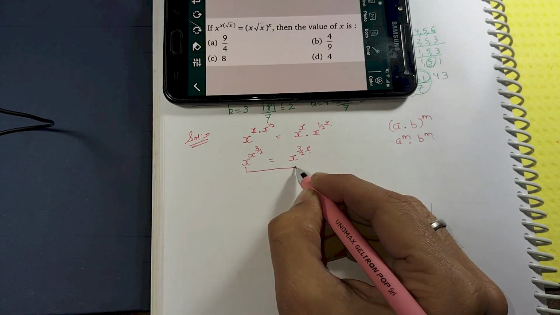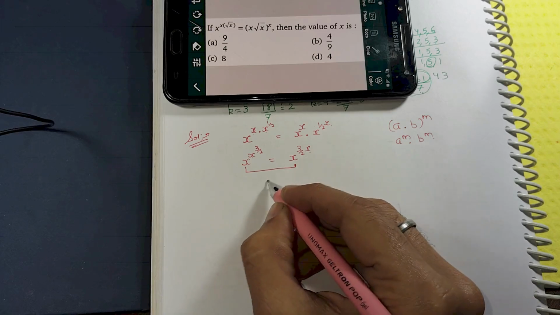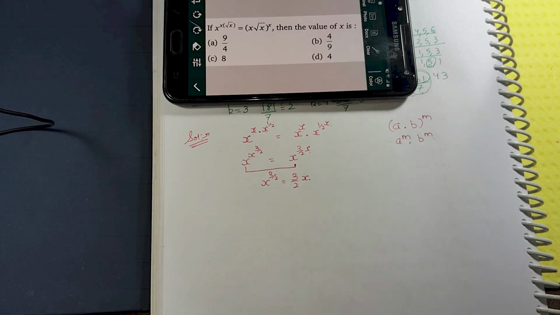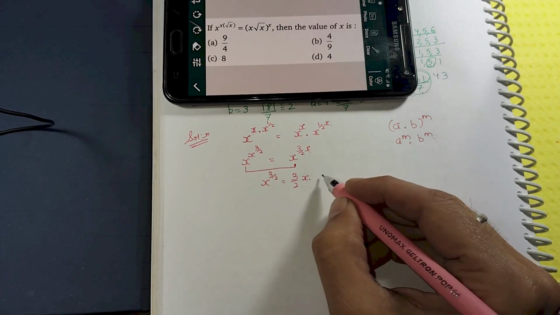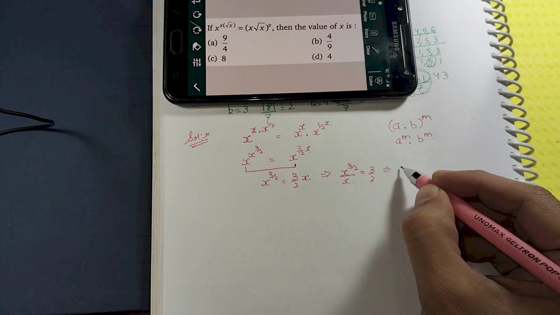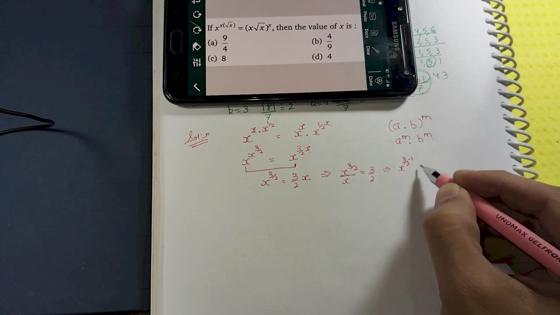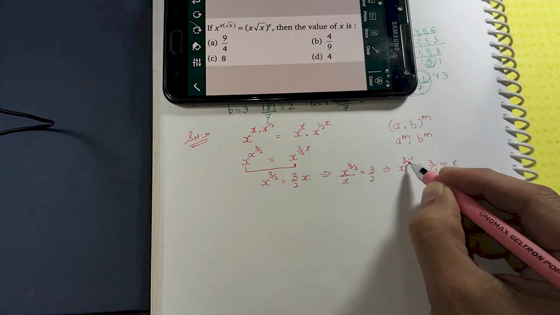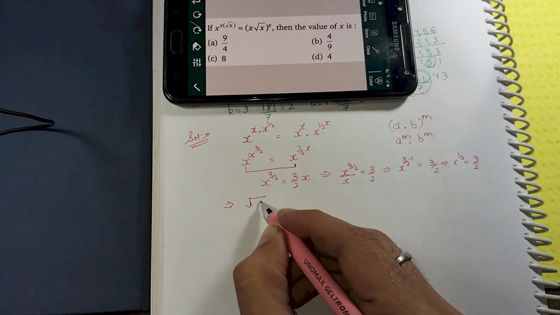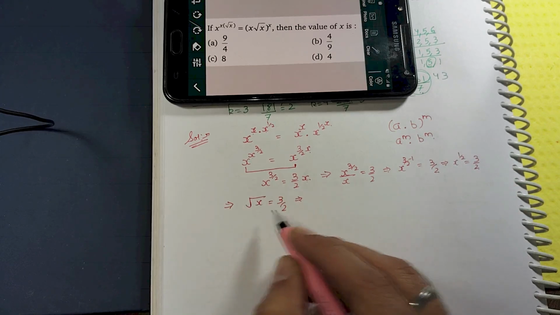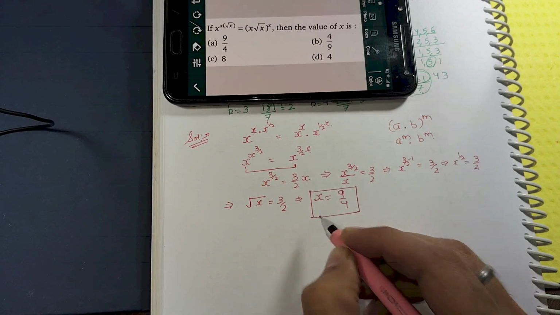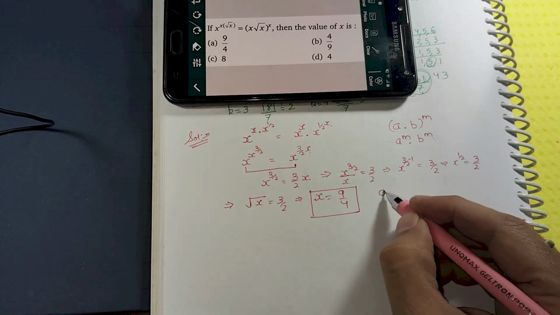Now in equality bases are same, so powers can be equated. I can write x raised to power 3 by 2 should be equal to 3 by 2 of x, right? Now if I shift this x to this side, this will be equal to x raised to power 3 by 2 upon x equal to 3 by 2. So this is basically x raised to power 3 by 2 minus 1 equal to 3 by 2, which gives me 3 minus 2, so this is 1 by 2, equal to 3 by 2. So under root of x is equal to 3 by 2, which implies if I square both sides, I will get the value of x equal to 9 by 4. So the right option for this question will be option number A, 9 by 4.